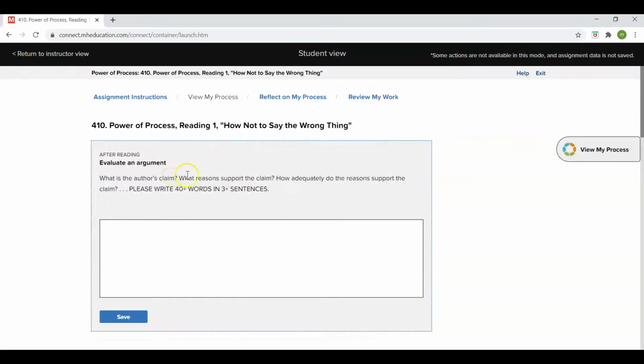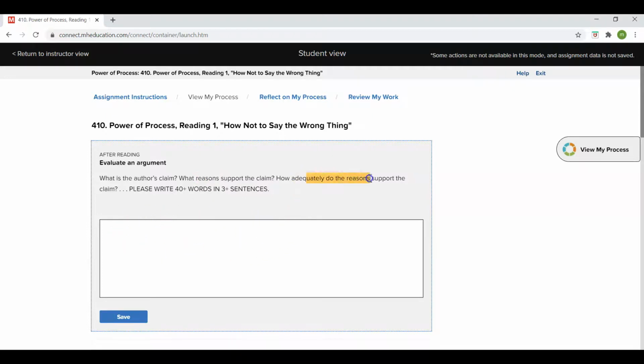Evaluate an argument. So here's where you're kind of critiquing, and that doesn't mean you're against it or anything. It just means, what is the author's claim? What's the author trying to say or to argue, right? Argue doesn't mean fight, although this one is a very forceful argument. What reasons does the author give? And maybe you already said some of these things in your supporting details. That's fine. Repeat or rephrase some of those things in here.